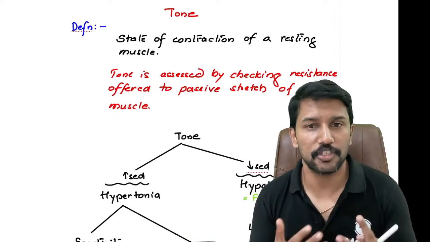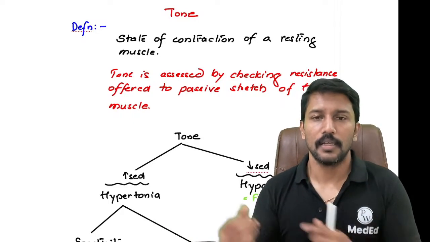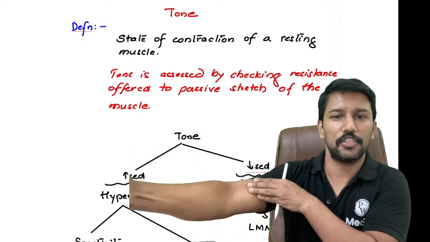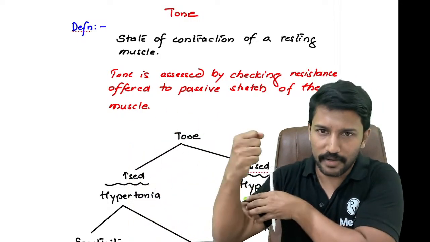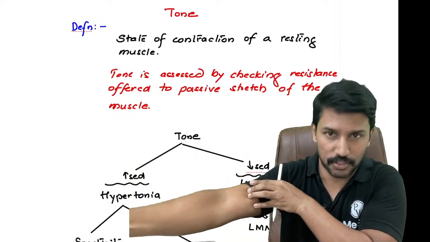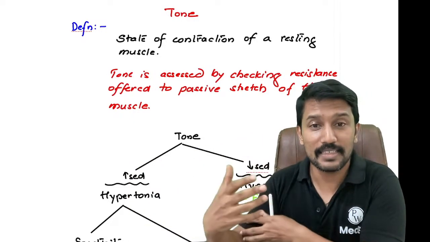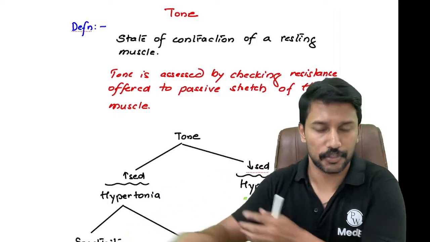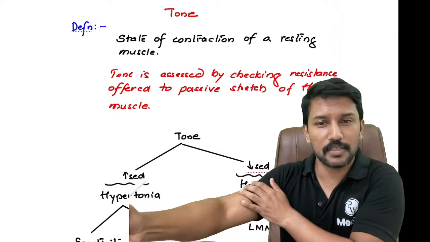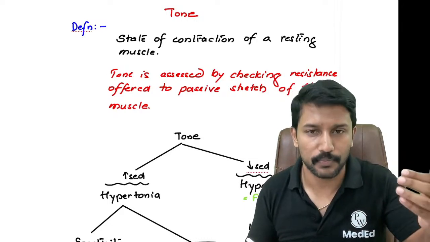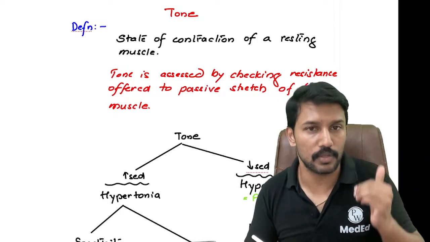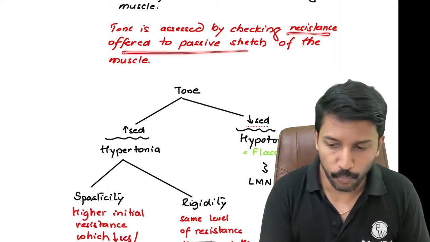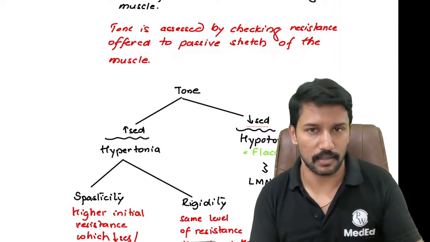Now how do I measure the tone? How do I assess it? If my muscle is in a state of contraction, is it easy for me to stretch it? No, right? Because it is contracted, it is difficult for me to stretch it. So we can assess the state of contraction of a muscle by how easy it is for us to stretch. When I am stretching, if it is offering resistance, that means the tone is higher. If it is not offering much resistance, that means the tone is lower. So tone is assessed by checking resistance offered to passive stretch of a muscle.